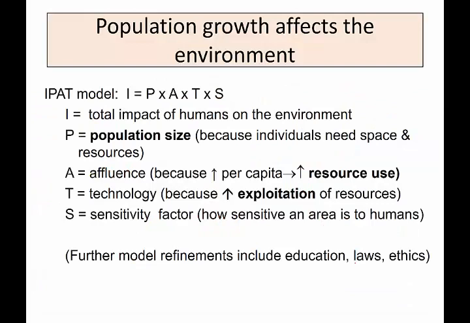So what is going to be the impact on the environment from more people? And how do we predict this? Well, there's something called the IPAT model, which was developed based on what we have learned so far about growth. And it says that the total impact of humans on the environment is equal to three major factors. P is the population size. A is affluence. And affluence really is consumption rate.